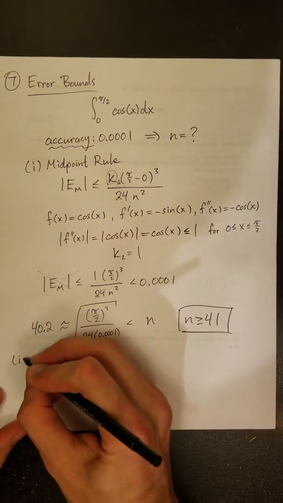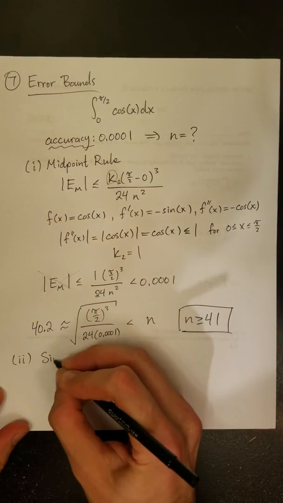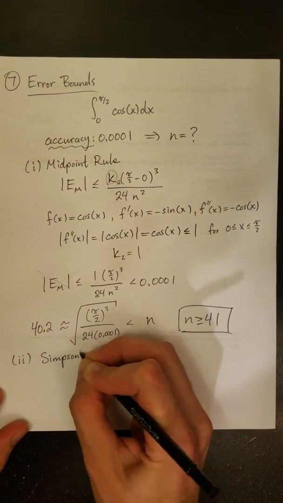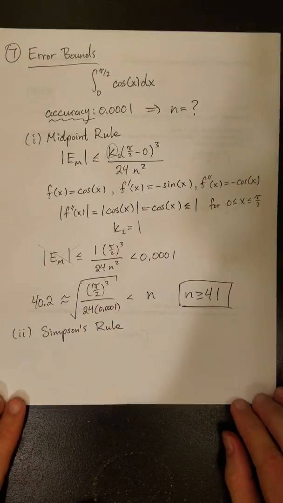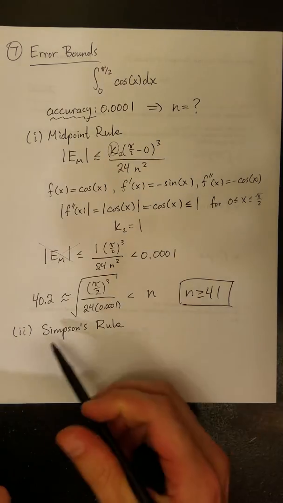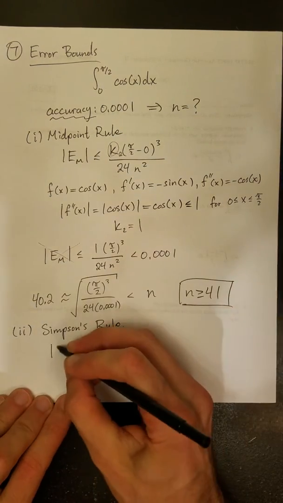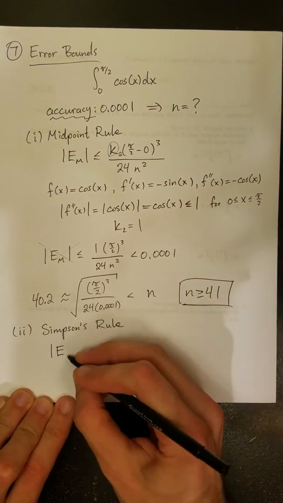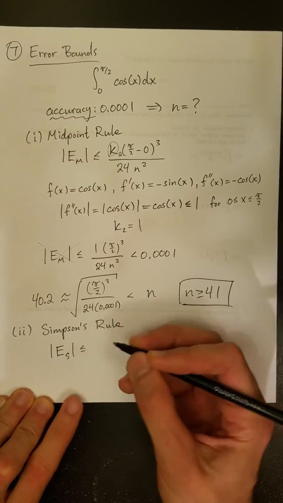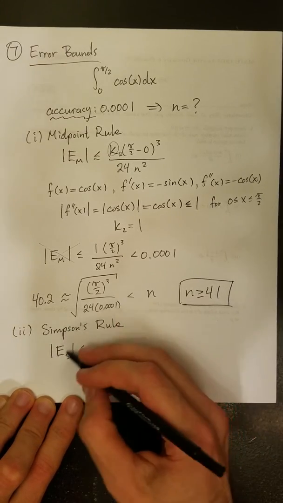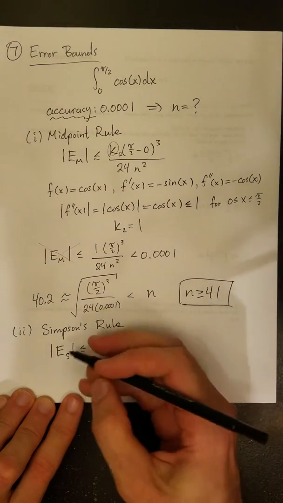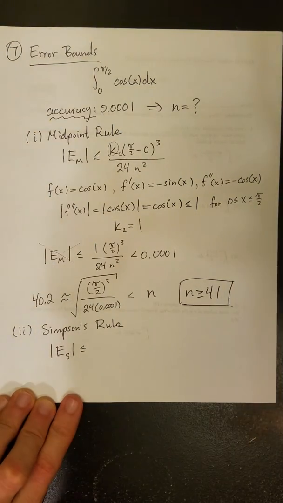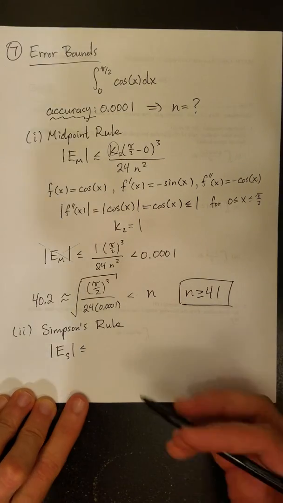Okay, so for Simpson's rule, the story is a little bit different. It turns out that it's actually the same, but in general it can be different. So for Simpson's rule, we need to recall the error bound for Simpson's rule. This is just the magnitude of the error, right? Again, the error is still the exact value minus the approximate value. Then we take the absolute value of that, just so it's going to be non-negative.